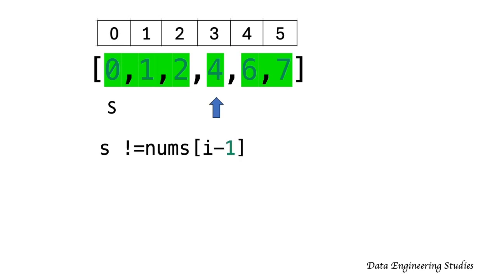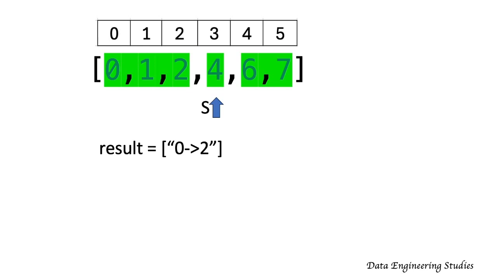In this case, the previous element is 2, plus 1 is equal to 3, which is not equal to the current element, which is 4. In this case, if s is not equal to the previous element, we will append the range from s to the previous element to our result. Once we append the range to the result list, we will assign s as the current element. Now we will repeat the same steps.